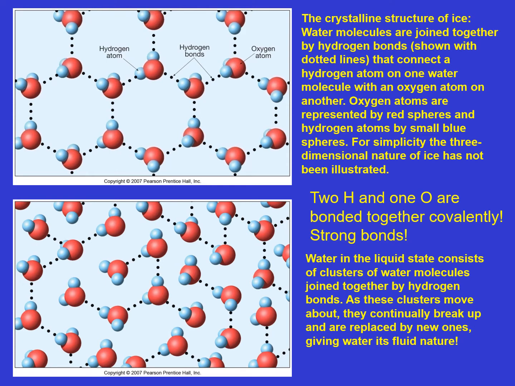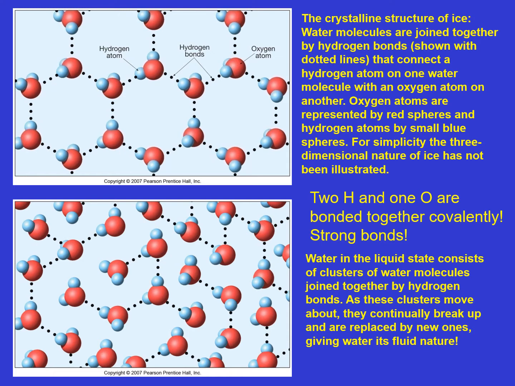So in this image here, they're trying to show the structure of water in a liquid state versus frozen. Okay, so 2 hydrogen, 1 oxygen bonded together by covalent bonds, which are very strong bonds. So in the liquid state, water consists of clusters of water molecules joined together by hydrogen bonds. As the clusters move about, they continually break up and are replaced by new ones, which is why water is fluid.